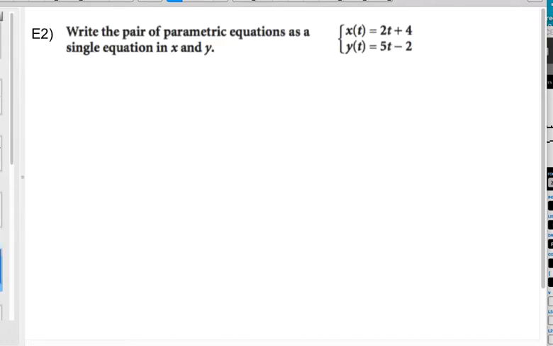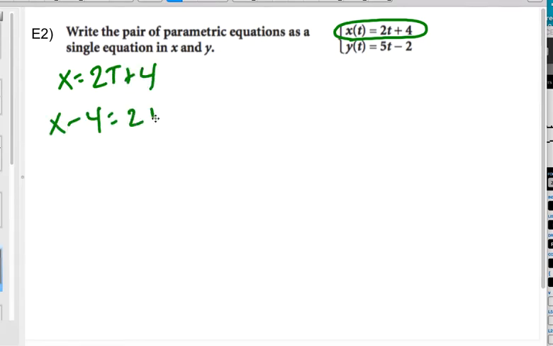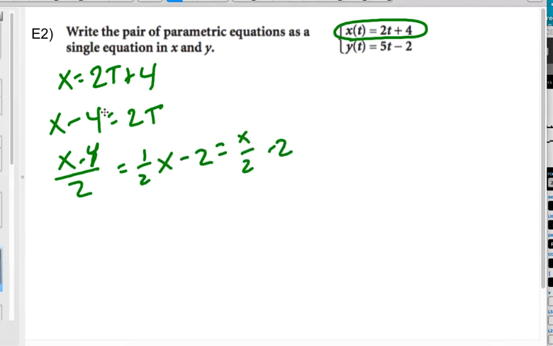So let's go ahead and walk through an E2. So it doesn't really matter which of these two I solve for, right? So I'm going to pick this one because they're both linear. There's not one that's much easier than the others. So I'm going to say x equals 2t plus 4. So x minus 4 is 2t. So you can either do this as x minus 4 all over 2, or as 1/2 x minus 2, or as x over 2 minus 2. I don't care. They're all the same thing. Okay? Any of those equal t.